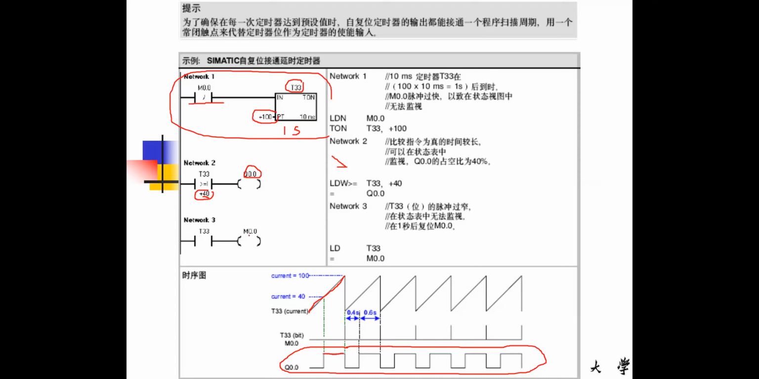And when T33 reaches maybe 17, T33 is 1 and this is conducting. So M0.0 is equal to 1, so its node is not conducting. So we can see T33 is 2, 0. By this means we can generate a square wave.